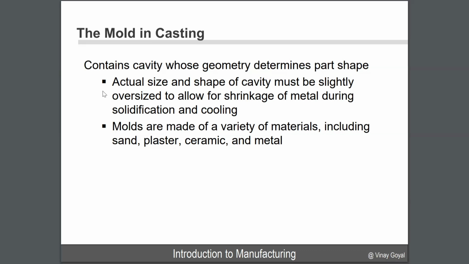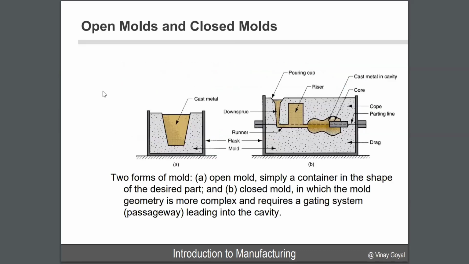The mold material also matters. Typically, it could be sand, plaster, ceramic, or metal. And here's an example of an open mold versus a closed mold. There are two forms here. So the first one is the open mold on the left side.